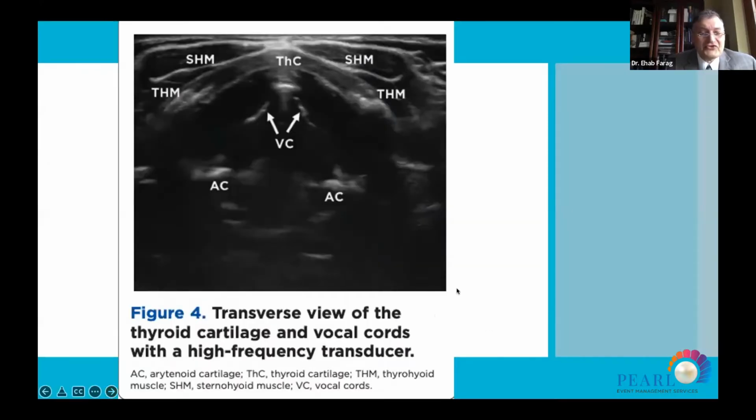This is another transverse view of the thyroid cartilage and vocal cords with high frequency transducers. We see the arytenoid, and we have the thyroid cartilage, and this is the thyrohyoid muscle and sternohyoid muscle, and this is the thyroid cartilage.